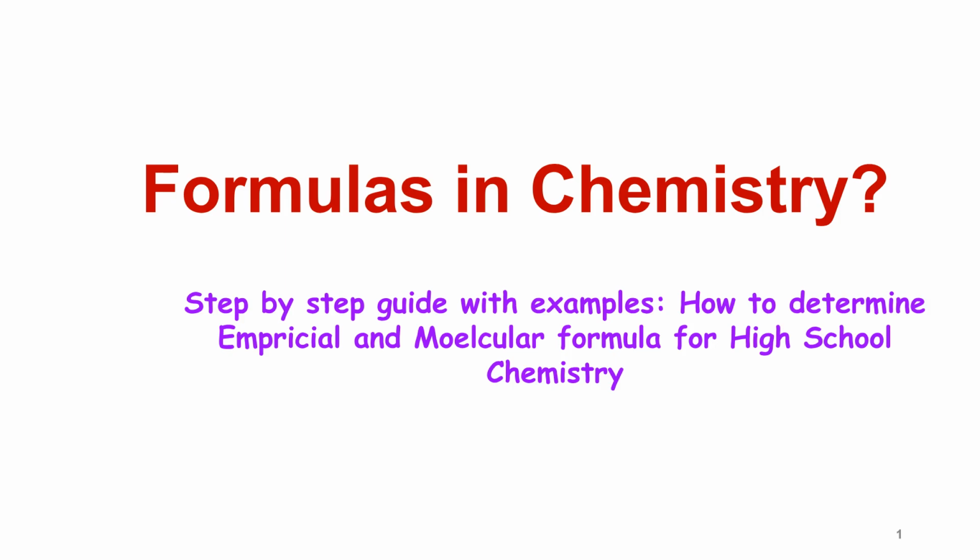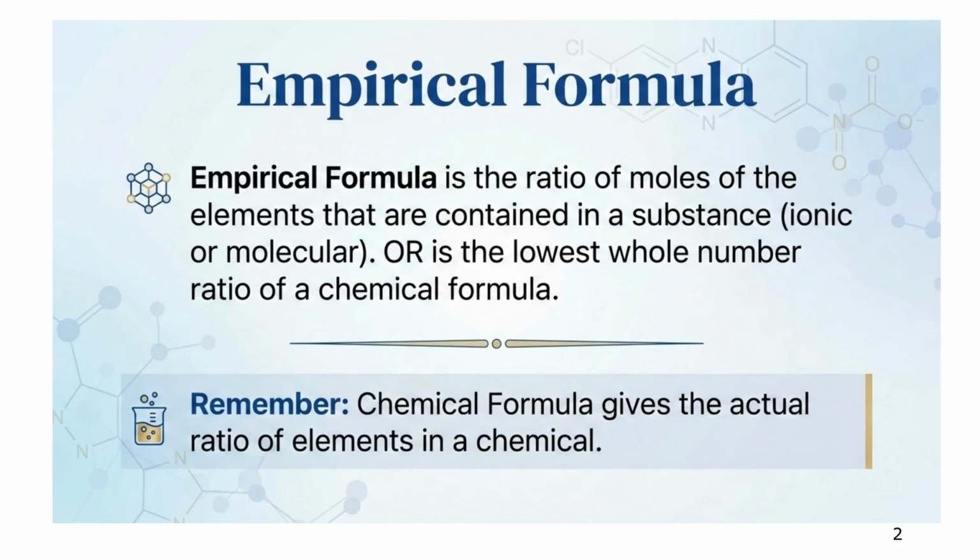Welcome to this video on formulas in chemistry. We will provide a step-by-step guide with examples on how to determine the empirical and molecular formulas for high school chemistry. The empirical formula is the ratio of moles of the elements in a substance. It represents the lowest whole number ratio of a chemical formula. Remember that the chemical formula gives the actual ratio of elements.